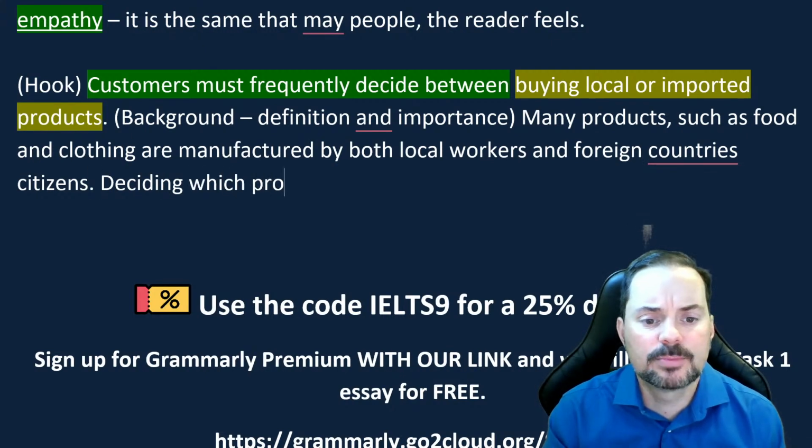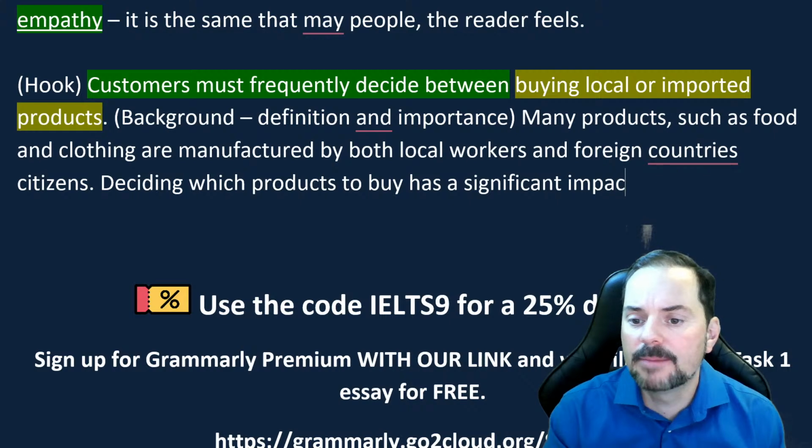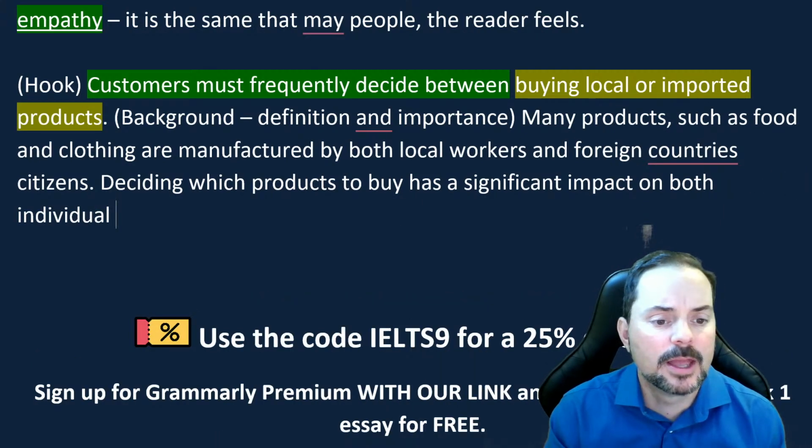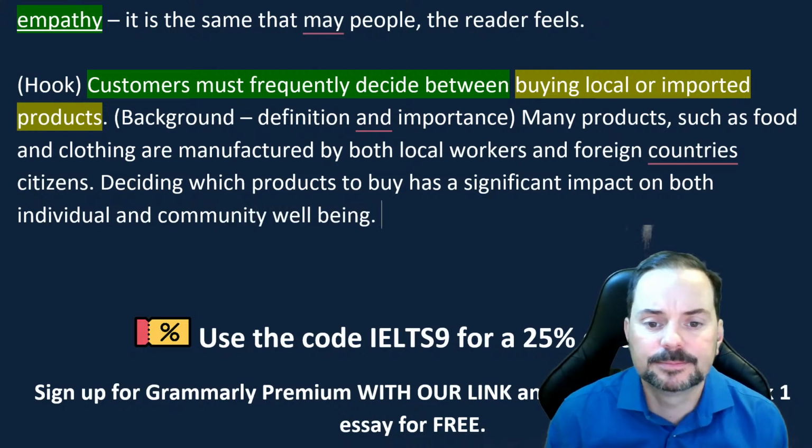Deciding which products to buy has a significant impact on both individual and community well-being.